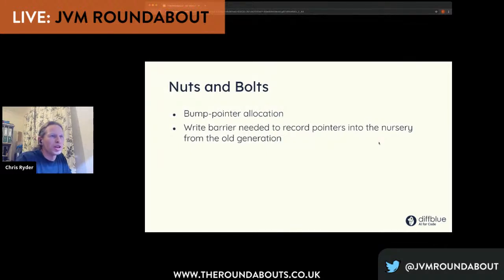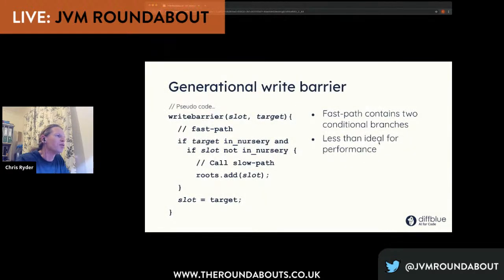So a couple of nuts and bolts again. It's bump pointer allocation, which is fast. Write barriers are needed this time because you need to somehow notice that there are pointers in the old generation into the nursery. So you need to watch for pointers being updated. So the write barriers for a generational collector are fairly simple. Again, if we have some target object that we want to write a reference to into some memory slot here, then what we need to do is check that the target is in the nursery and that the slot is not in the nursery. And if that's the case, then we need to add this slot into the roots so that we look at this slot when we do a collection.